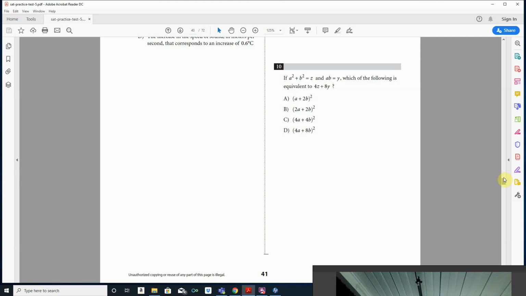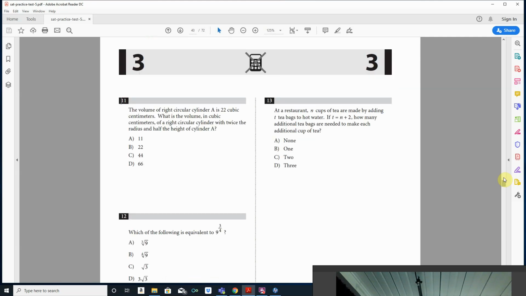All right, so number 11. The volume of right circular cylinder A is 22 cubic centimeters.